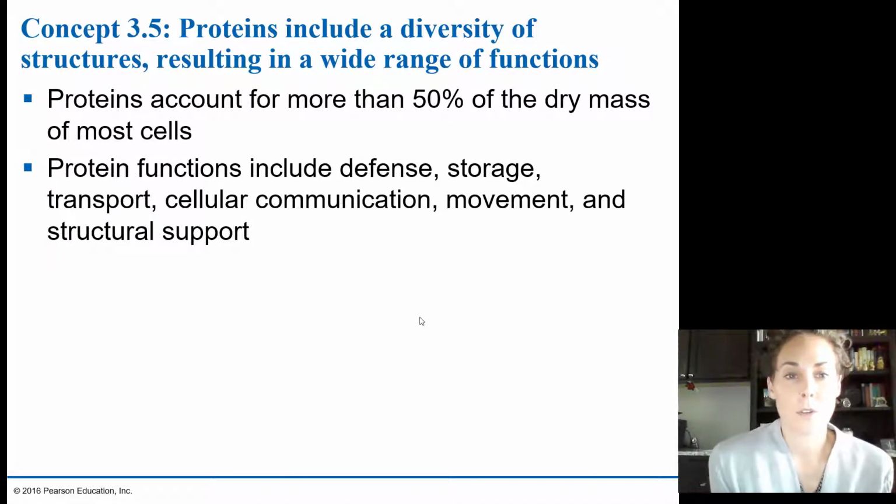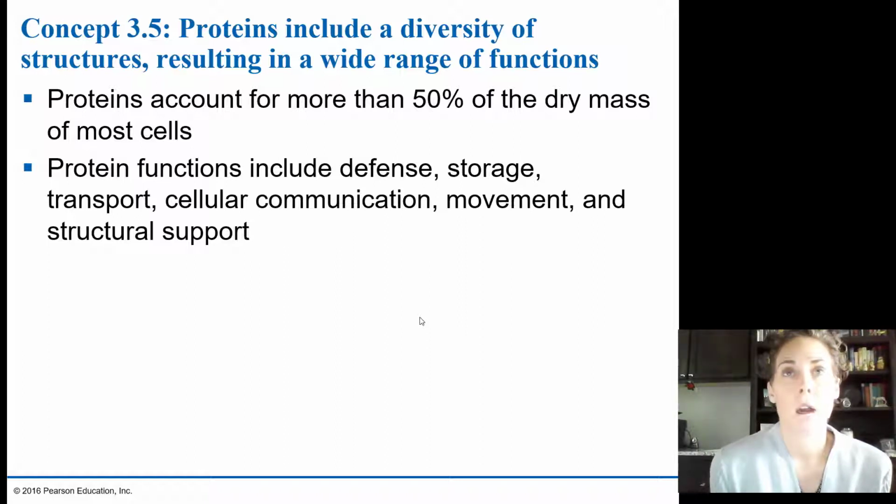The next portion of Chapter 3 that we're going to go over is Concept 3.5, and that's proteins. Proteins include a diversity of structures resulting in a wide range of functions. About 50% of the dry mass of most of our cells is protein. 50% or so of most bodies should be made up of proteins.